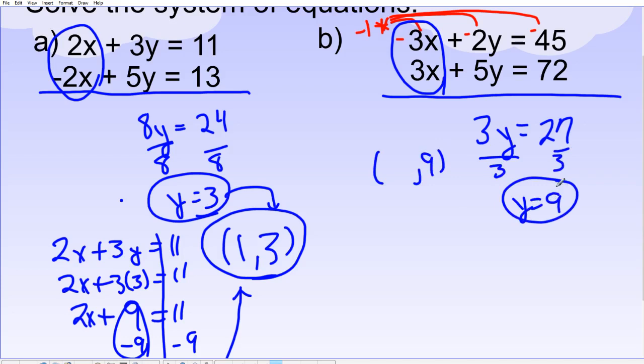To find the x coordinate, I'm going to plug my numbers back in. Now I can plug into this one or this one. Doesn't matter. So I'm just going to pick one. I'm going to pick the bottom one in this case. 3x plus 5y equals 72. I'm going to plug in 9 for y.